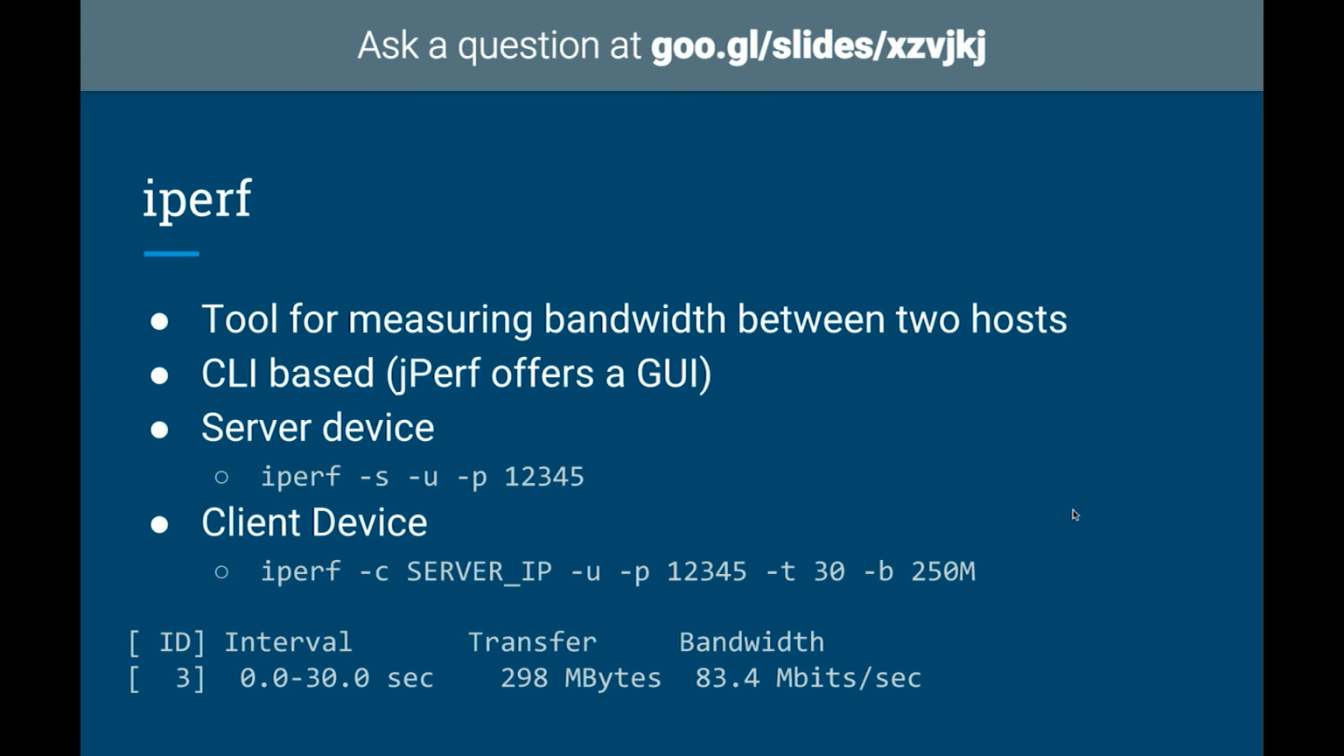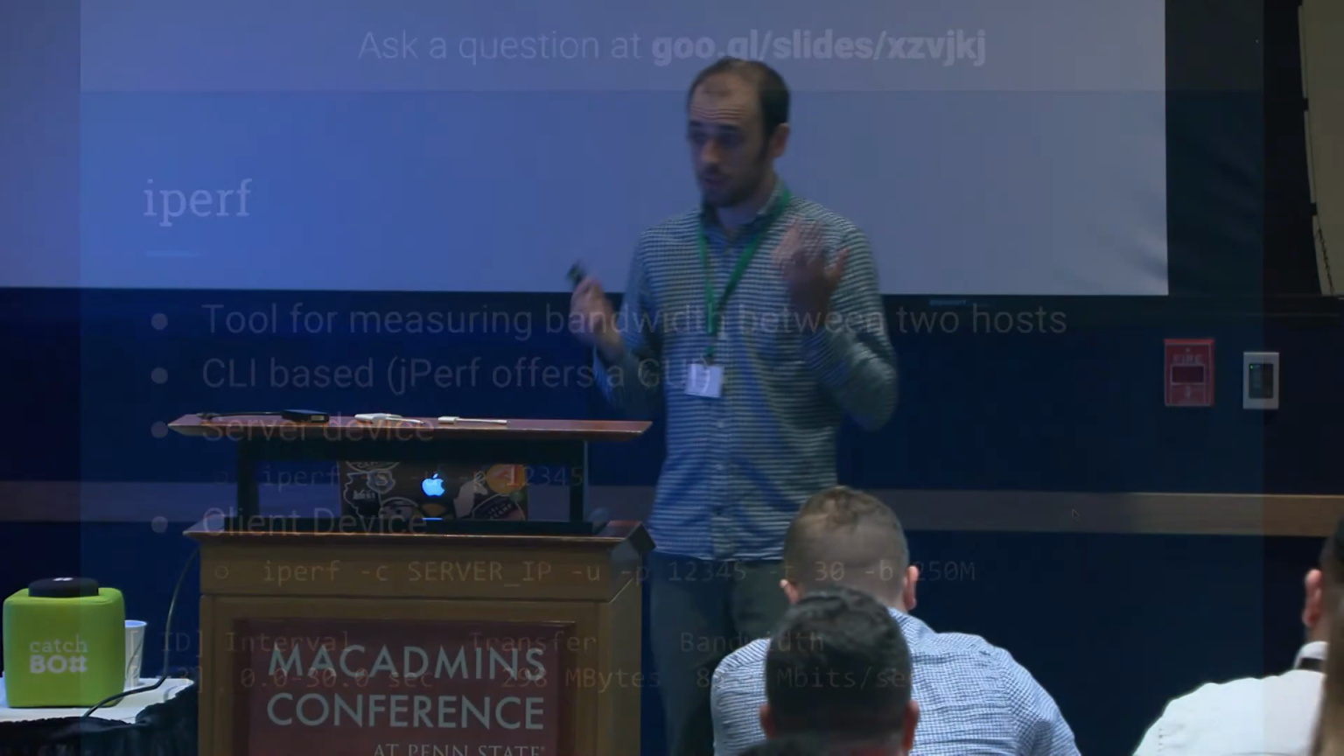But you can do this wirelessly. You can do it across building links. It's a great way to just measure how fast can I send data from point A over to point B. It is very command line, so it doesn't have a nice visual like we saw on those other tools.